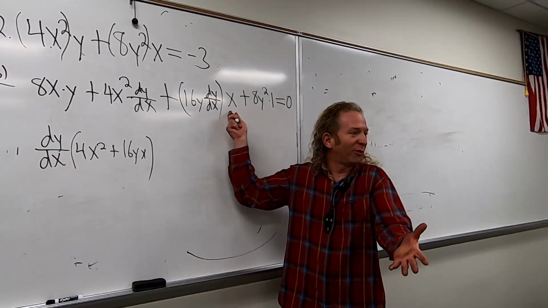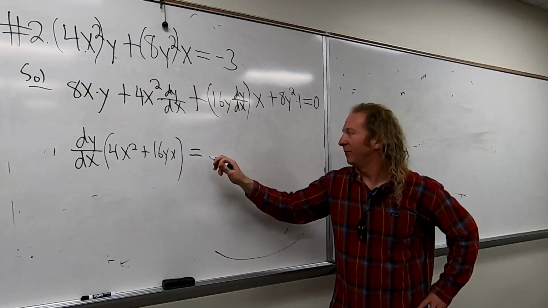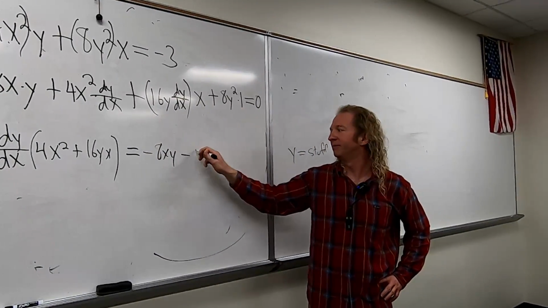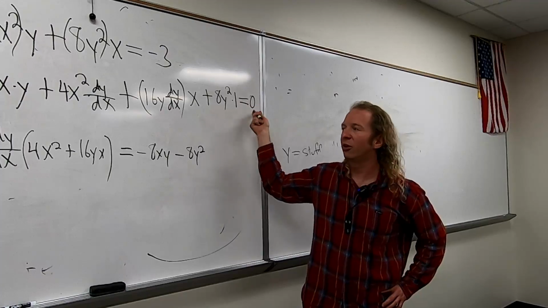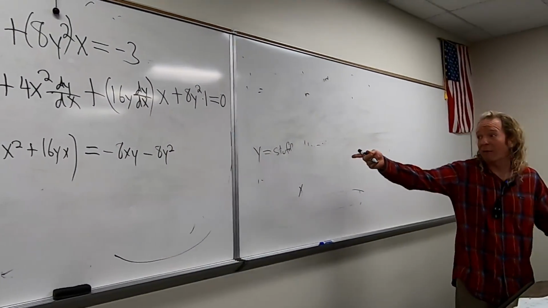So be careful, right? Watch out for stuff like that. Subtract this over. Thank you, Aaron. Negative 8xy, and then minus 8y squared. Right. So these go to the right-hand side. Good stuff. Yeah, common mistake, right?